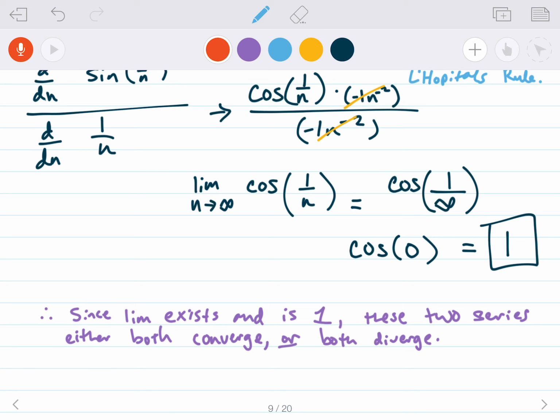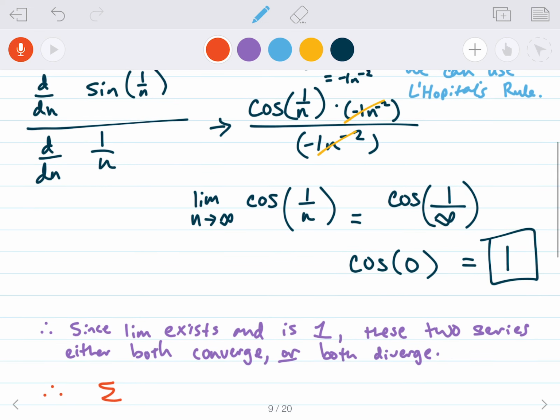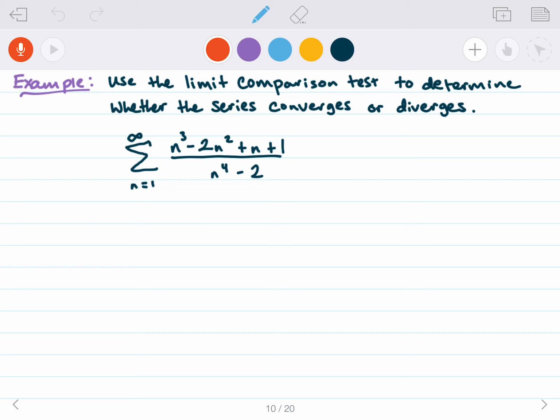So, therefore, the series diverges. And that's our answer here. All right, let's do another example.